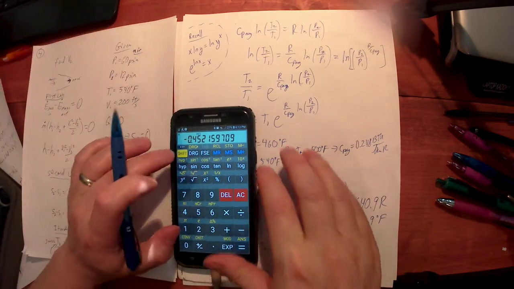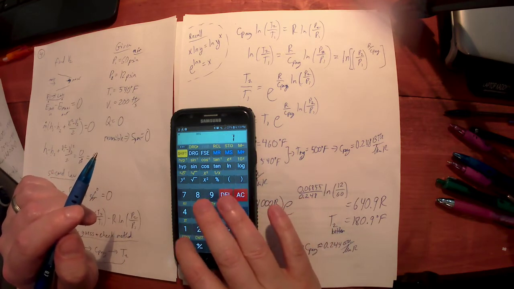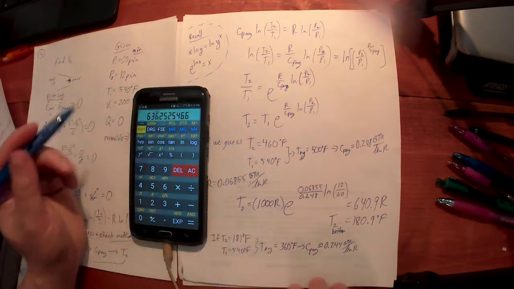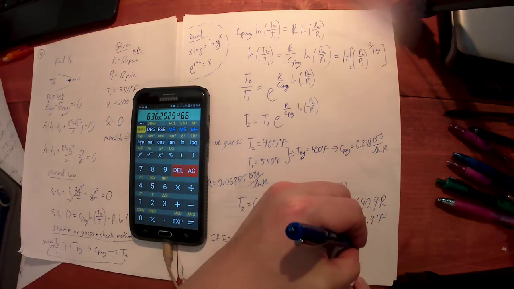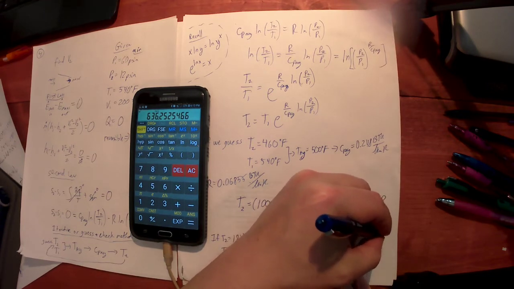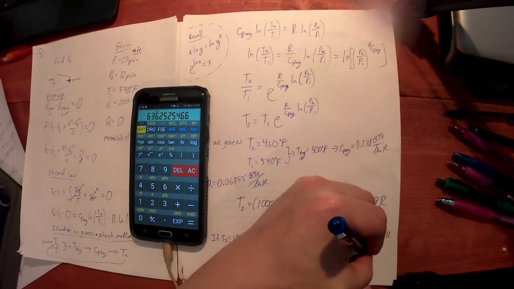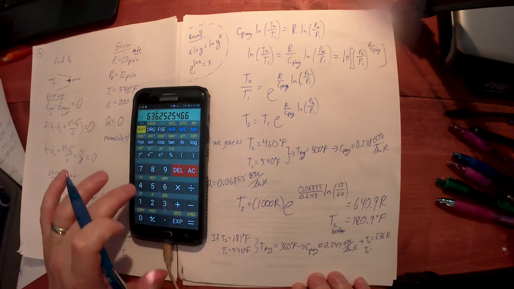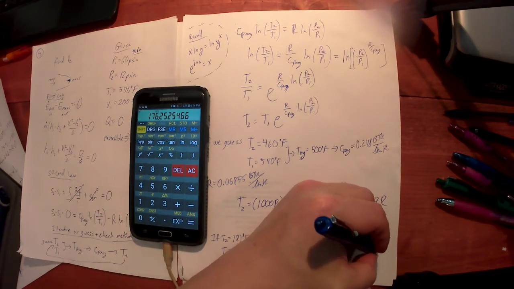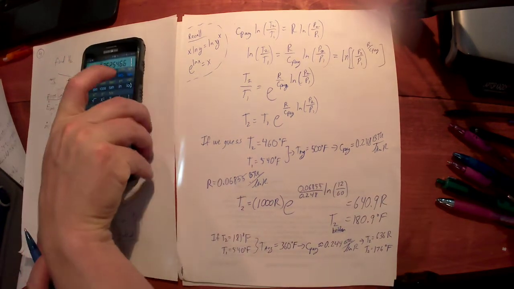So I'm going to take e to the power of all this stuff and multiply that by 1,000 Rankine. That's T1 in Rankine. So if that's the case, that tells me then that T2 is roughly 636 Rankine, or in Fahrenheit, minus 460, 176-ish, give or take, degrees Fahrenheit. So that tells me I'm probably done.